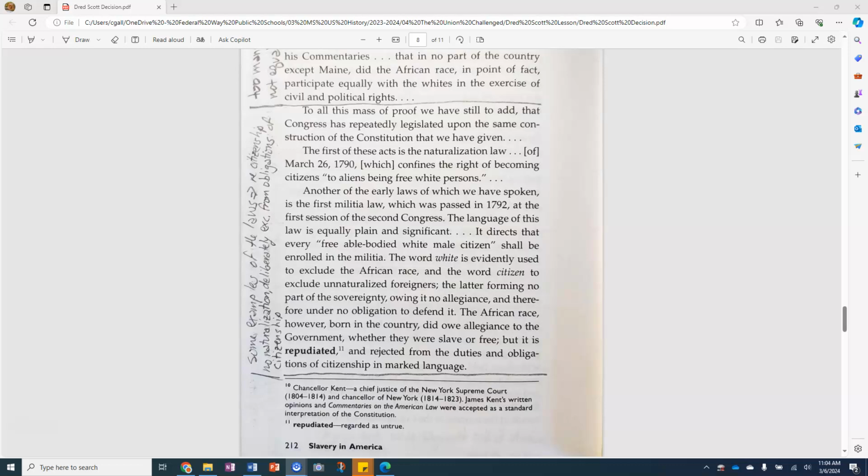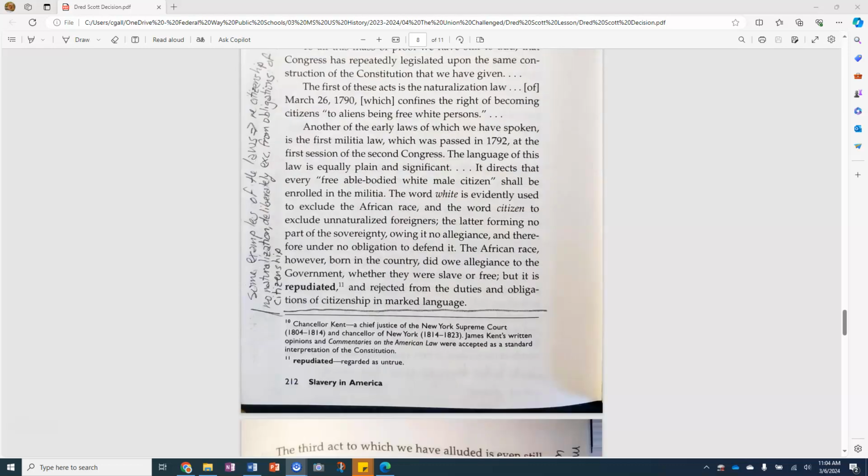So the first of these laws is a naturalization law. Naturalization is the process by which you become a citizen, right? You either become a citizen by birthright or by naturalization. Birthright means that you were born a citizen, and naturalization means that you chose to become one at some later point of your life. Okay. Which confines the right of becoming citizens to aliens being free white persons. Aliens means non-citizens, right? It means foreigners. And then specifies free white persons.